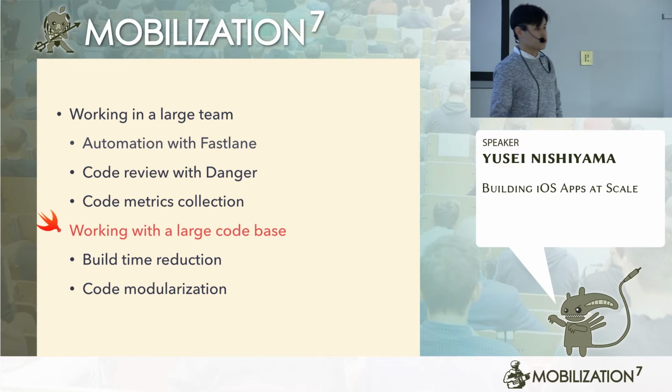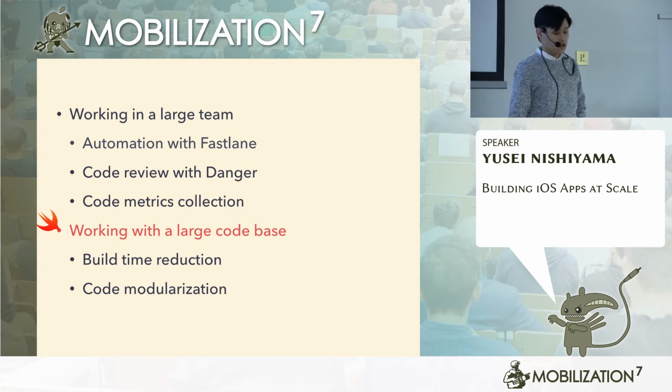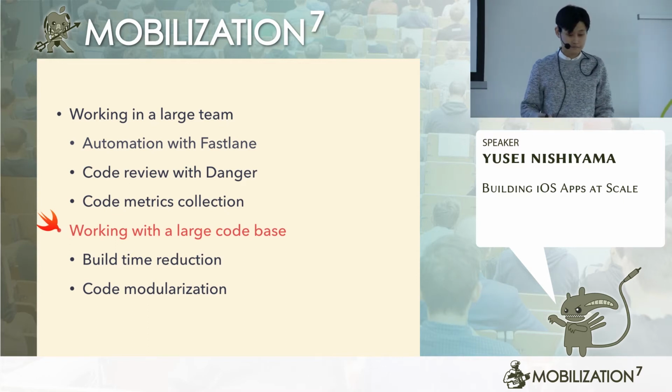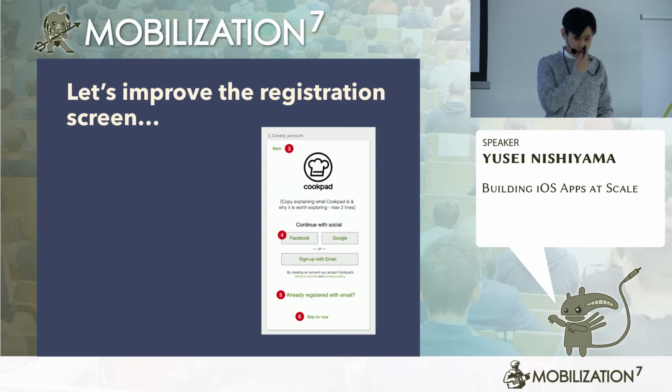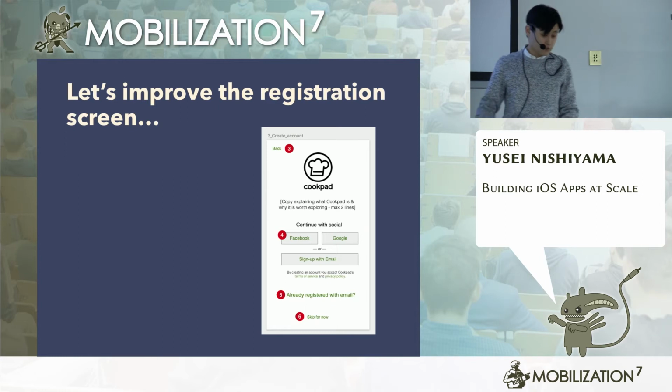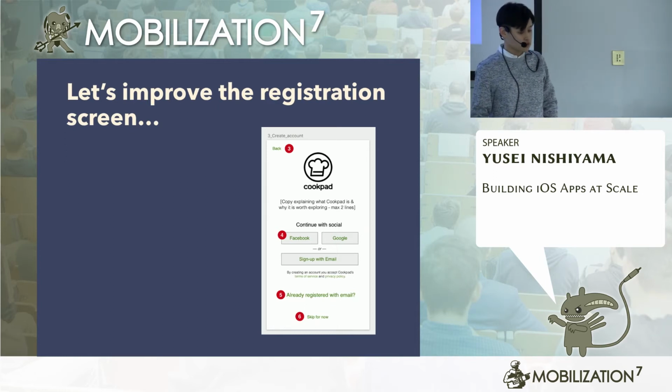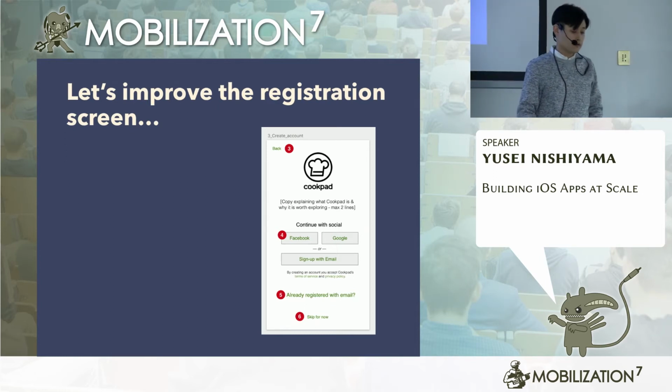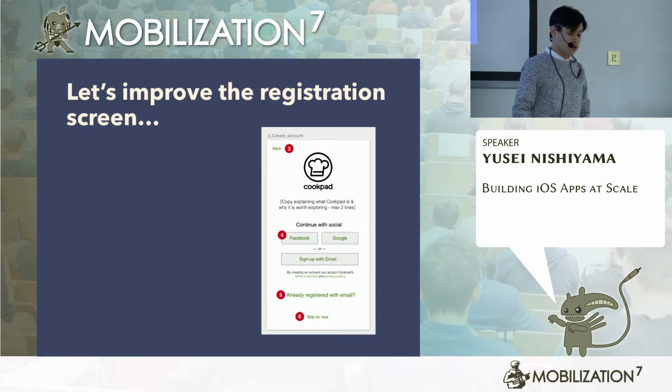Okay, let's move on to the second part, working with a large code base. Let me explain the problem I want to discuss here through a very simple example. I think it's a common situation where you need to improve a registration screen to reduce an abandonment rate. So let's go through what you need to do step by step.